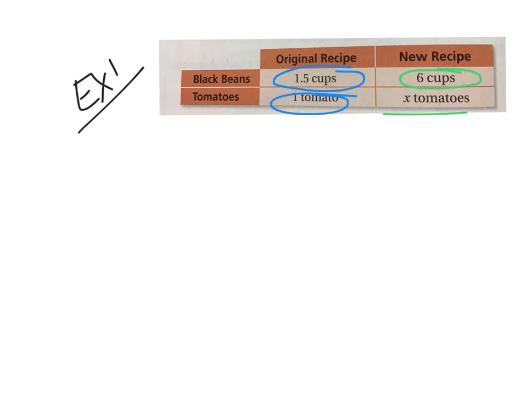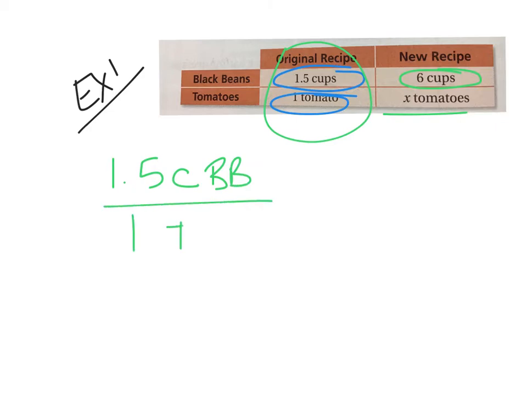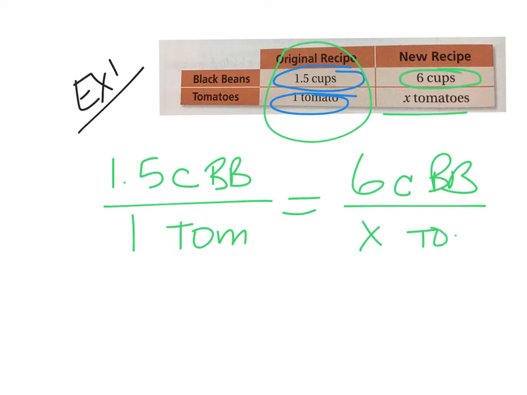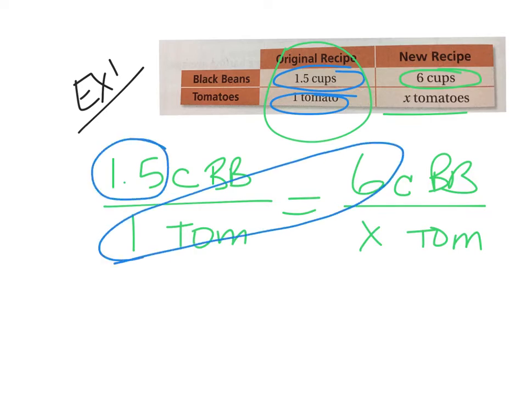It doesn't matter. Columns. So I'm going to say 1.5 cups black beans over 1 tomato equals 6 cups of black beans over, we don't know how many tomatoes. So we're going to cross multiply 6 times 1 and divide it by 1.5. 1.5, 3, 4.5, 6, so it's 4. So we need 4 tomatoes.